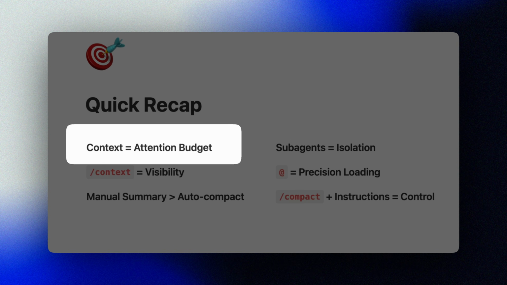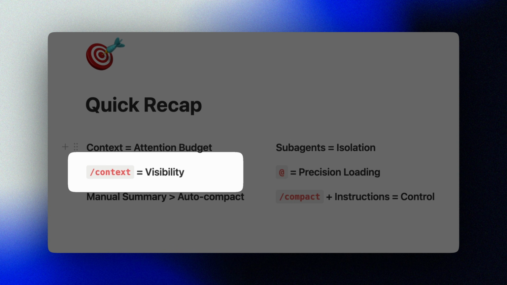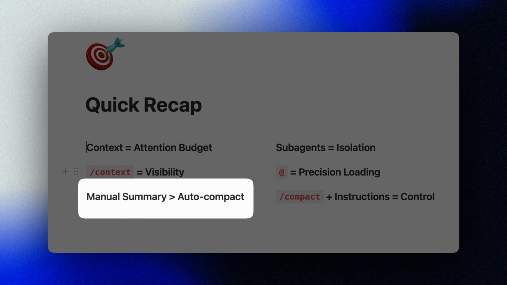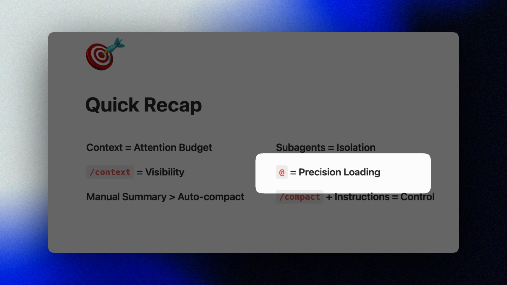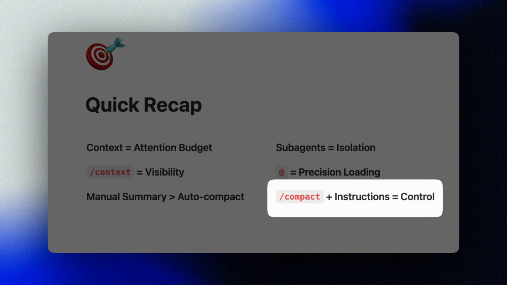So a quick recap. Context is your attention budget. /context visualizes your usage. Manual summarization beats autocompact. Subagents isolate exploration context. @references load precisely what you need. /compact with instructions preserves what matters. Mastering context is key to mastering Claude Code.